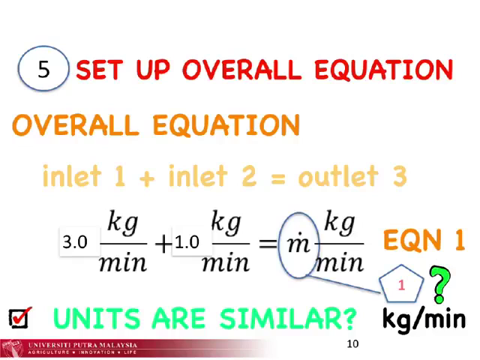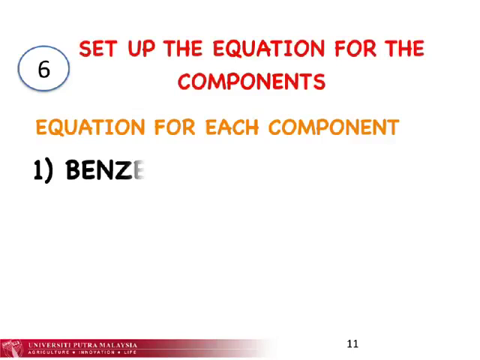Replace the terms with the known and unknown variables set previously. So we have 3 kilograms per minute of benzene added to 1 kilogram per minute of toluene, equal to m dot kilograms per minute of mixture. Next, we set up the equations for each component. Since we have only 2 components, we are going to set up only 2 component equations. We will go first with benzene.